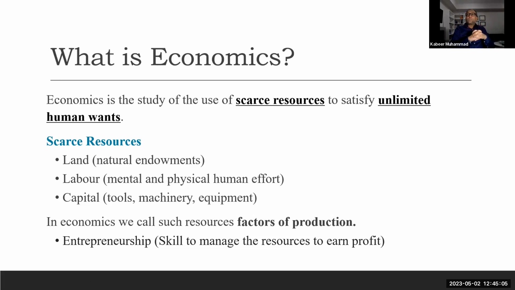Now, what are the resources? If I ask you what the resources are, it is possible that you say money, wealth, and all these things. But in economics, we define resources in four broader categories, and whatever you say is a resource, we can put it in any of these four categories. In economics, we call them factors of production.